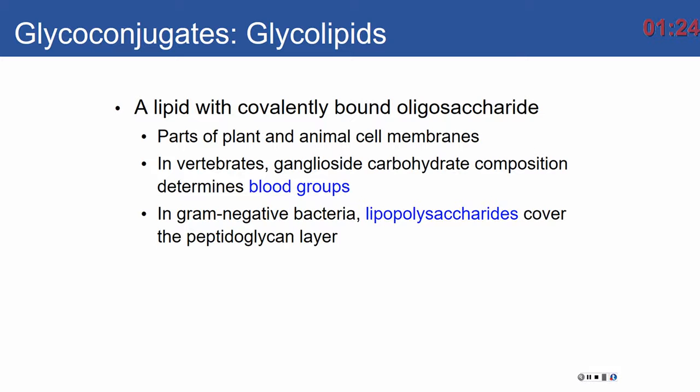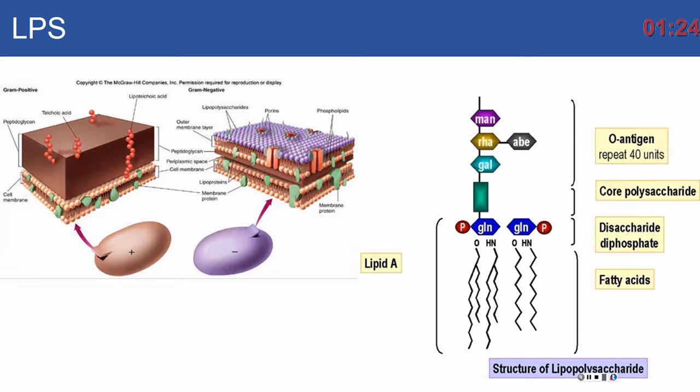Now, lipopolysaccharide is the molecule that your immune system is actually responding to. When you have an immune response to a bacterial invasion, you're responding oftentimes to lipopolysaccharide. So here is lipopolysaccharide. Here's the O antigen form. Here you have a core polysaccharide, and then you have this disaccharide diphosphate, and then you have fatty acids that are coming off. So this is the structure of lipopolysaccharide, and this whole piece is called lipid A. So we think that lipid A is probably what we're responding to, oftentimes.